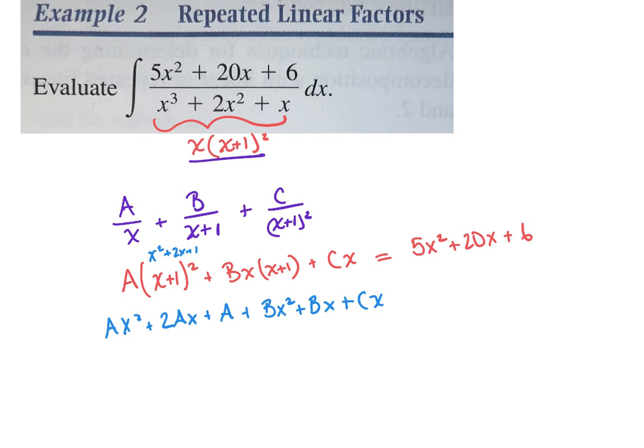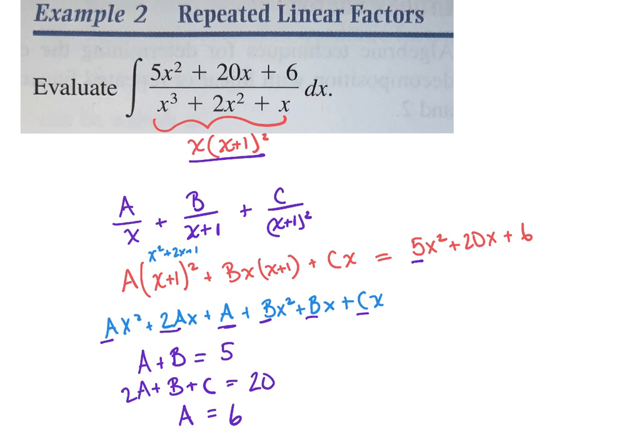And then what's nice about this is you basically already know what your A is, and then you can back into it. So for my x squareds, the coefficients, A plus B, should equal the coefficient in front of my x squared, which is 5. The coefficient in front of my x, which is 2A plus B plus C, should equal my 20. And my constant, this is what gives it to you, is going to equal my constant. Well, now that I have that, that's much easier, right?